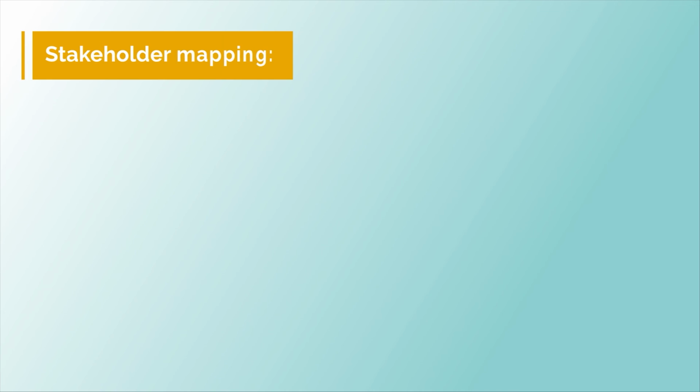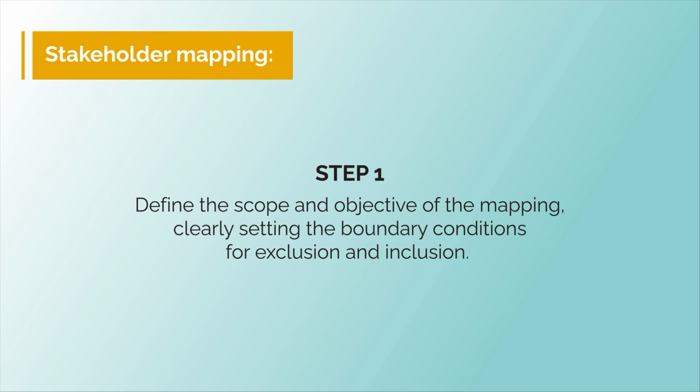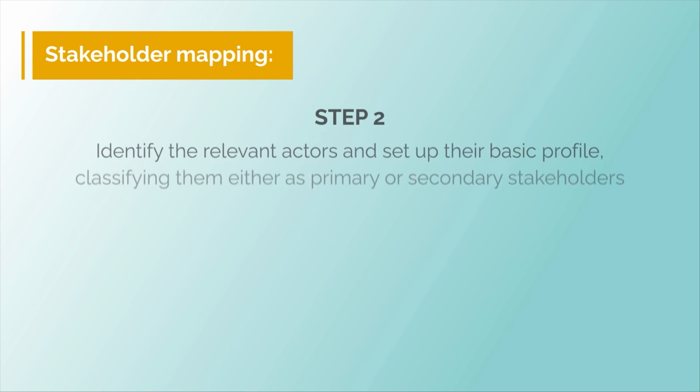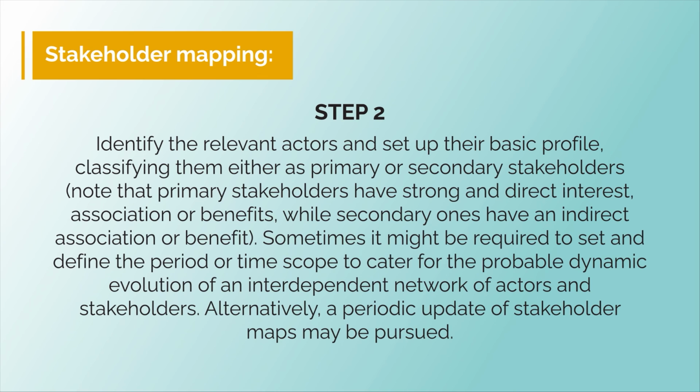Step 1. Define the scope and objective of the mapping, clearly setting the boundary conditions for exclusion and inclusion. Step 2. Identify the relevant actors and set up their basic profile, classifying them either as primary or secondary stakeholders. Note that primary stakeholders have strong and direct interest, association, or benefits, while secondary ones have an indirect association or benefit. Sometimes it might be required to set and define the period or time scope to cater for the probable dynamic evolution of an interdependent network of actors and stakeholders. Alternatively, a periodic update of stakeholder maps may be pursued.